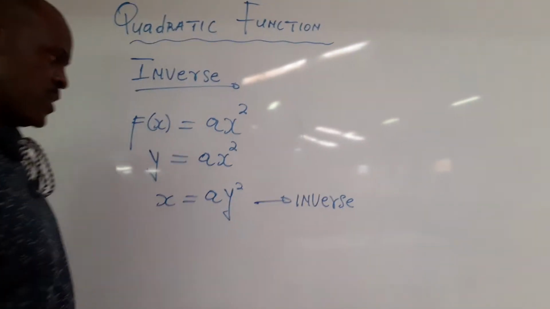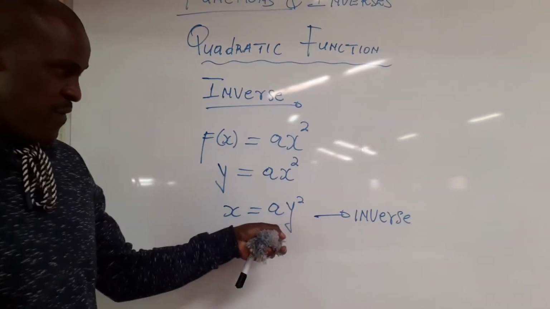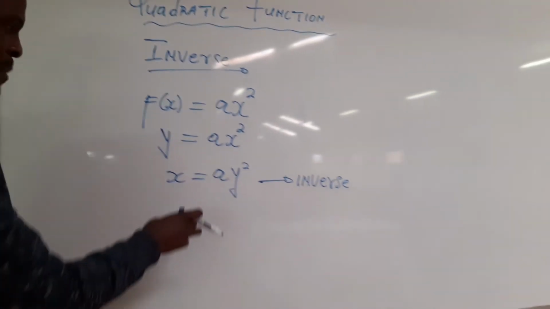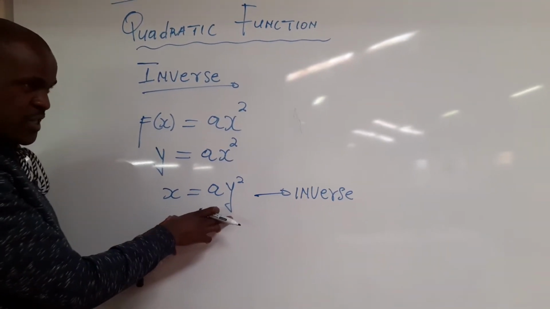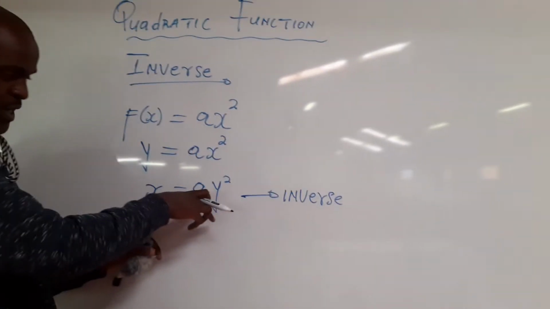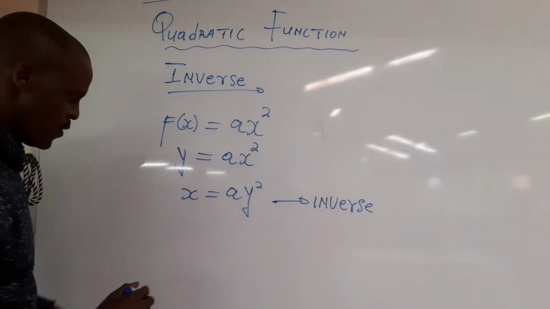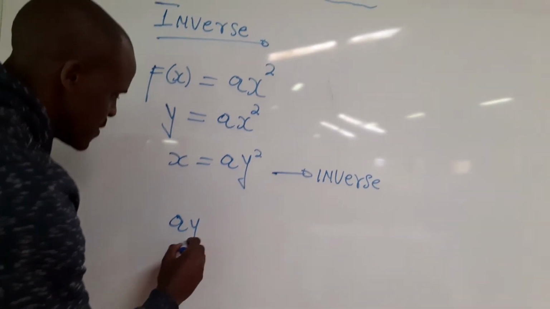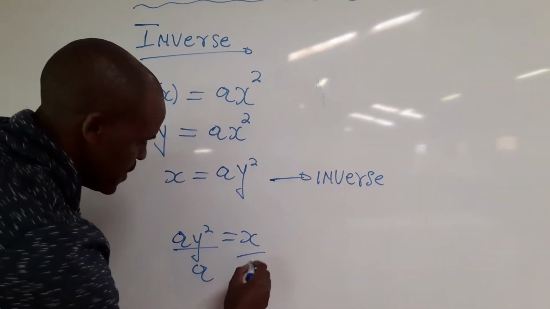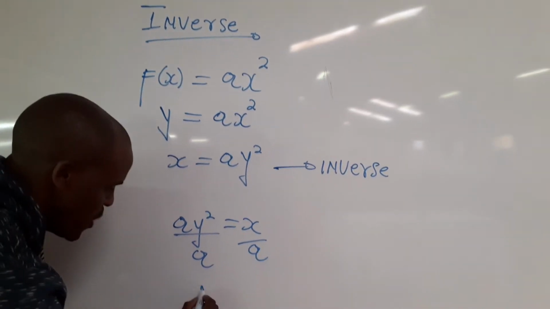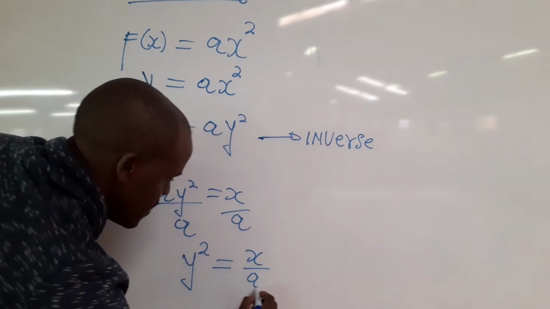If you are to write the equation of the inverse, you make y the subject of the formula. This is the inverse. It's not the equation of the inverse. If you are to write the equation of the inverse, make y the subject. Therefore, we have ay squared is equal to x, and then let's divide by a on both sides. Now we are having y squared is equal to x over a.